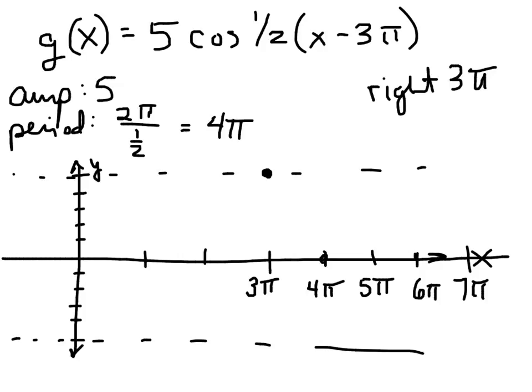Dot number 2, where should dot number 2 go? Down to 4 pi, and it's on the midline. Dot 3, where should it go? Down to the bottom. Where's point 4 go? Up to the 6. And where's point 5 go? Up to 7.